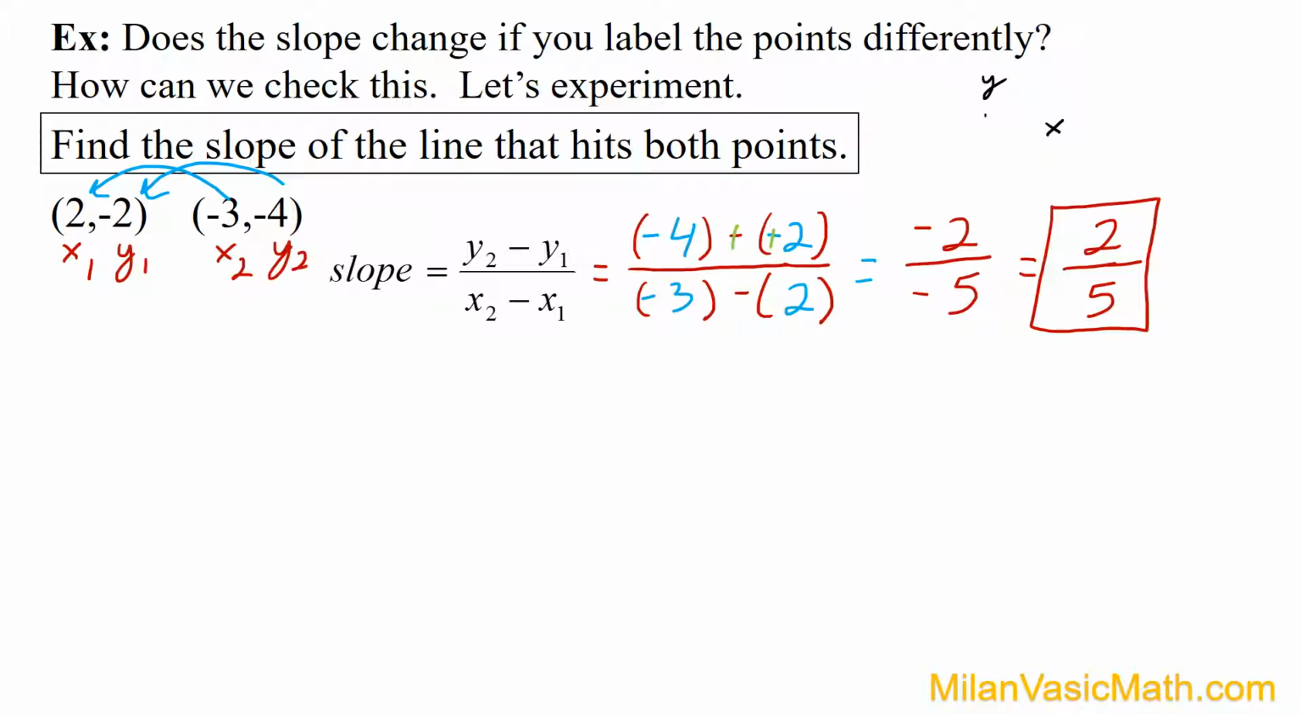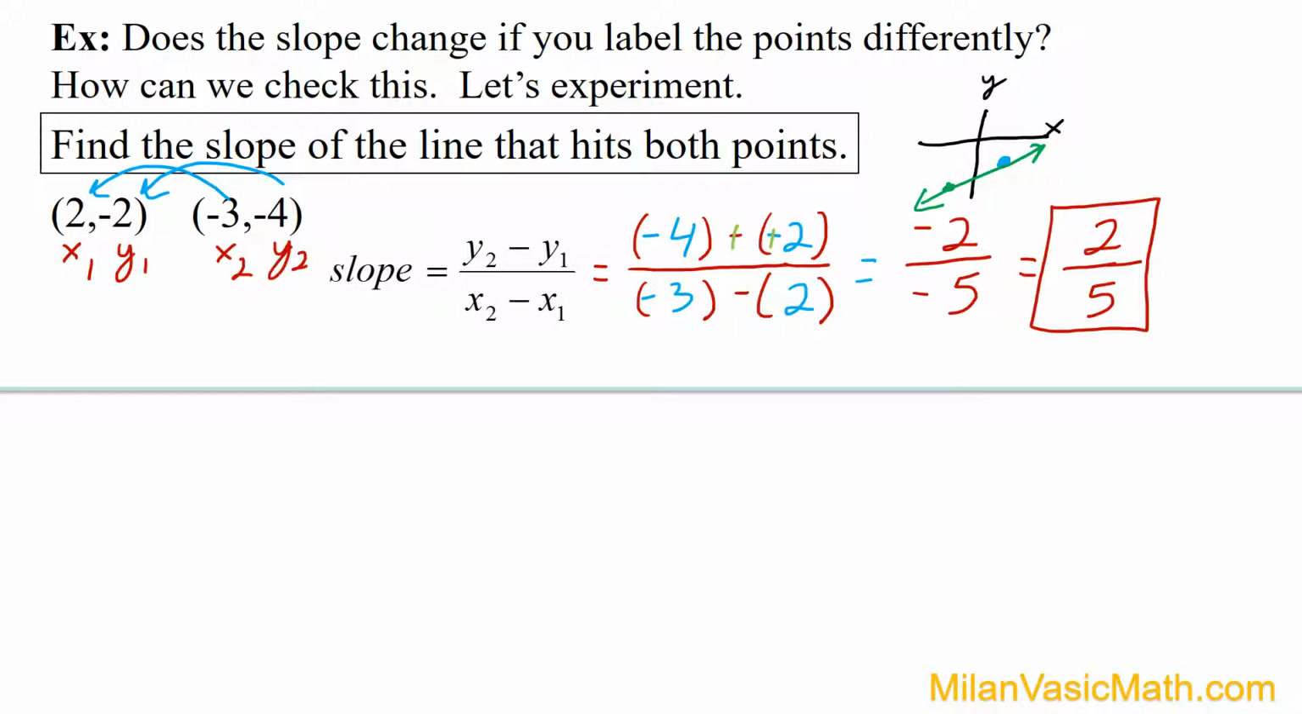And just redraw that. Okay, so 2, -2 would be roughly here, and -3, -4 would be even lower down here. And if I was to connect those, I would indeed have a positive slope. Okay, so that answer makes sense.